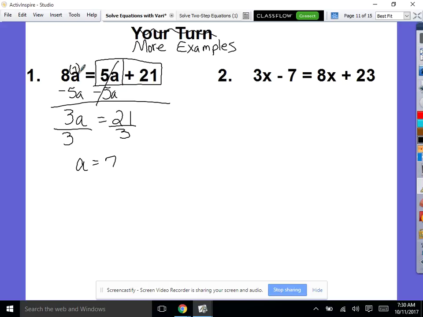Divide and conquer, a equals 7. So 8 times 7 is 56. And this would be 35 plus 21 equals 56. Check.